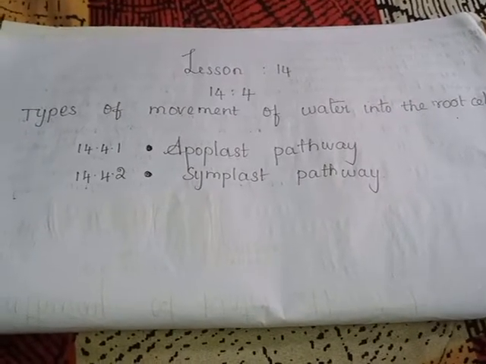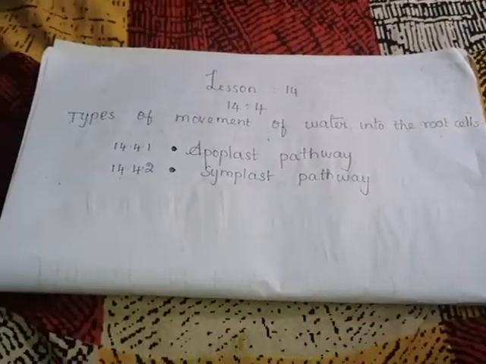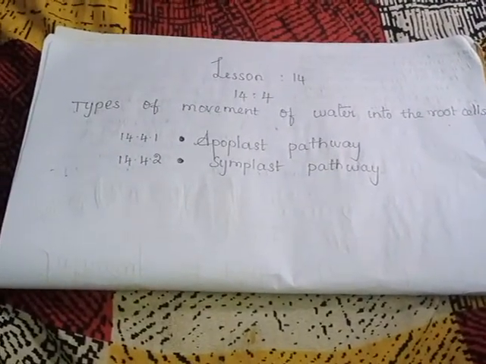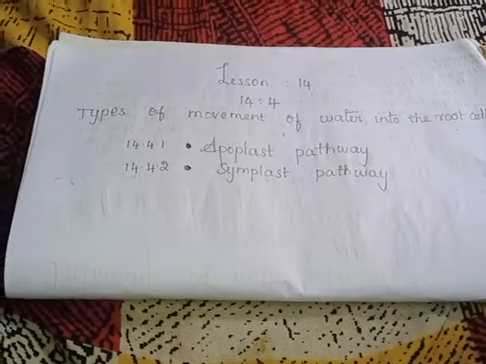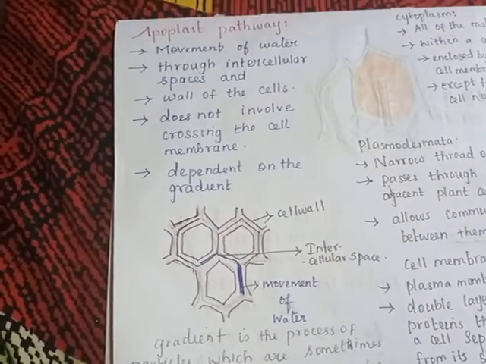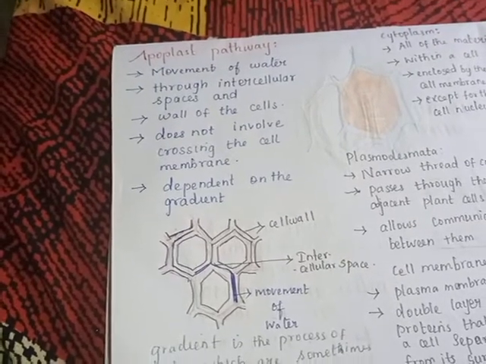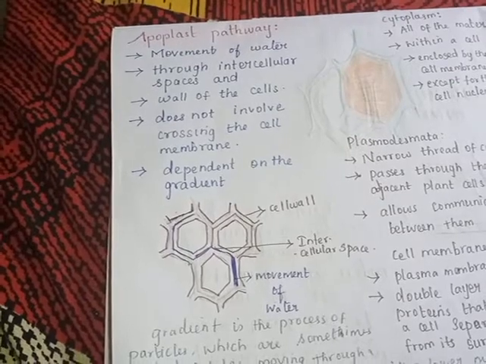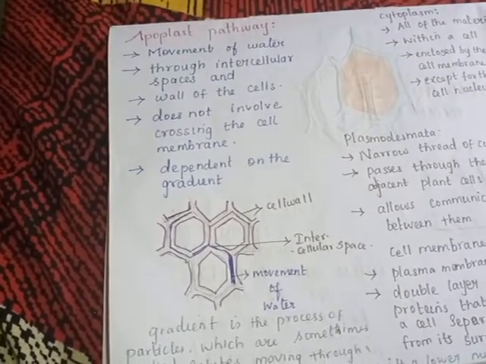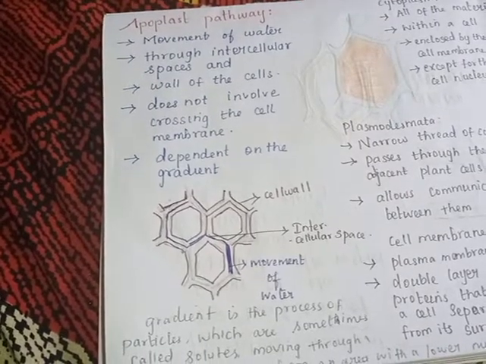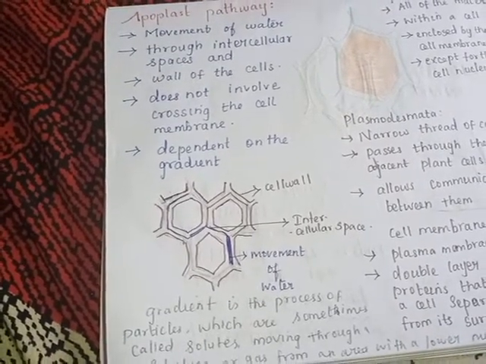Once again, there are two types of pathways in the root cells: the apoplast pathway and the symplast pathway. Now we are going to learn about the apoplast pathway, the movement of water through intercellular spaces and the wall of the cell. It does not involve crossing the cell membrane. It depends on the gradient.